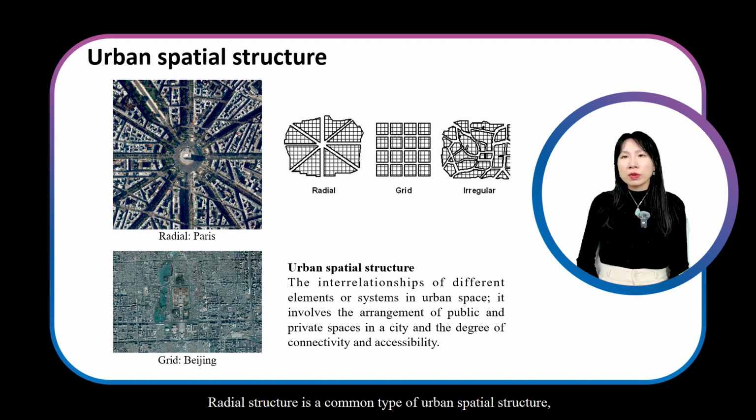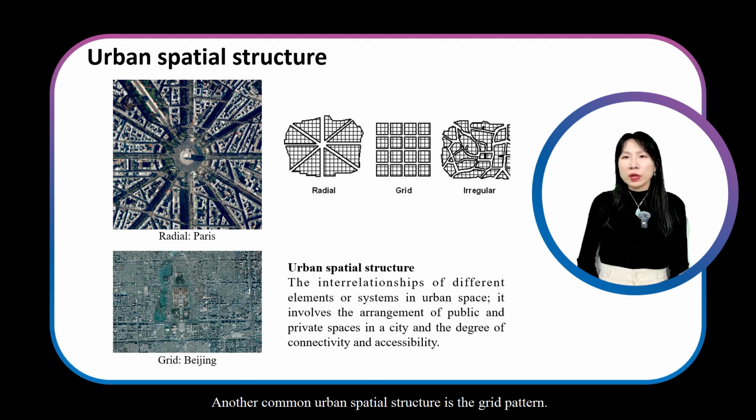Radial structure is a common type of urban spatial structure, which has many major roads radiating outward from the city center, creating a spoke-like pattern with concentric circular roads connecting them. Cities like Paris exhibit a typical radial structure.